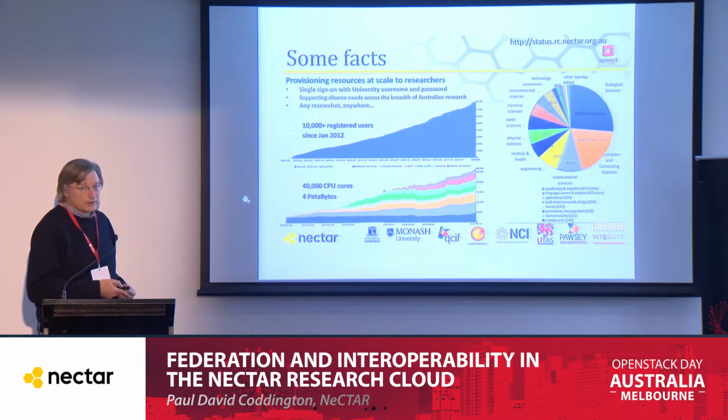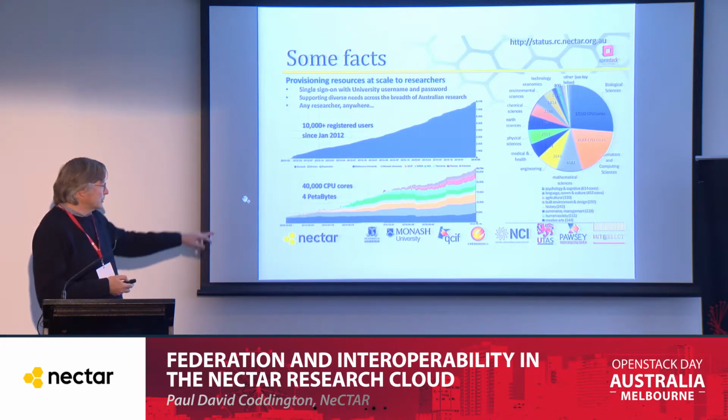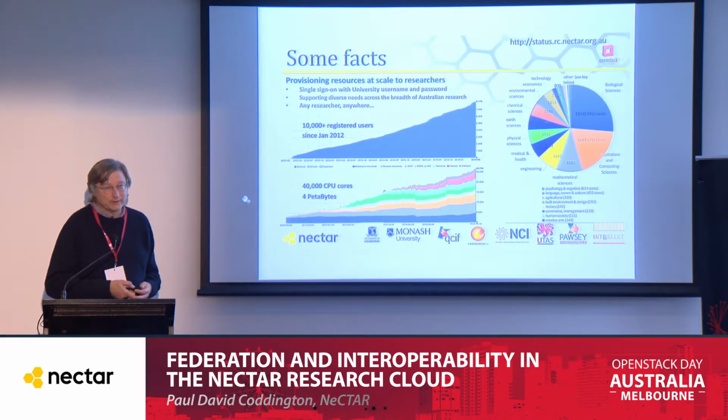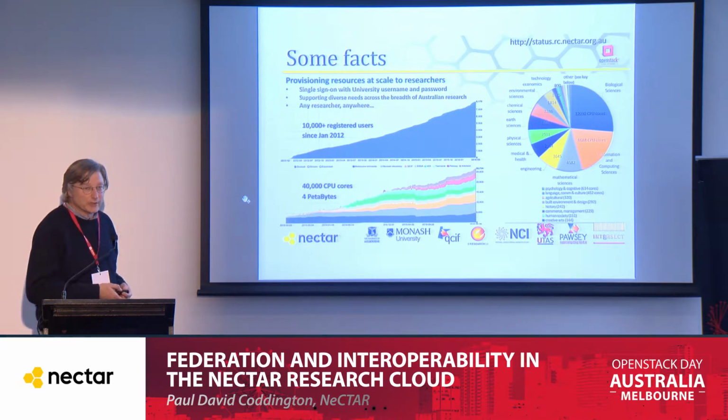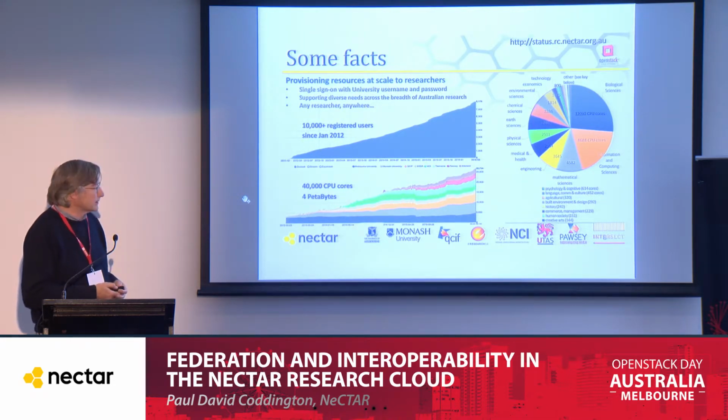In fact, Nectar only funded a little over 30,000 cores, but we're up around 40,000 now, and that's basically institutions putting their own money into adding resources to the cloud because they see the benefit.